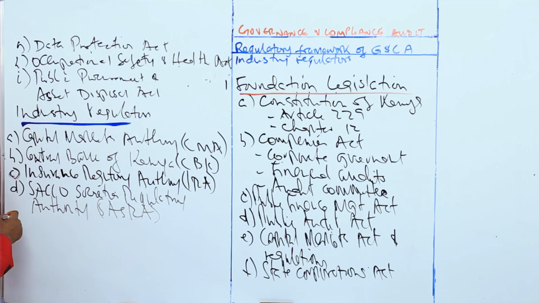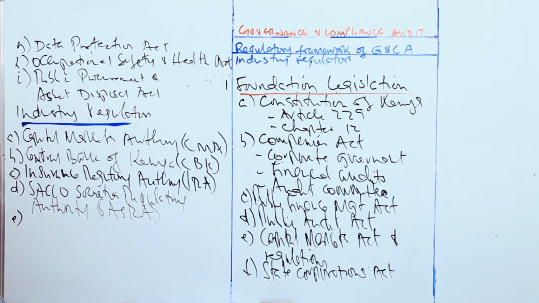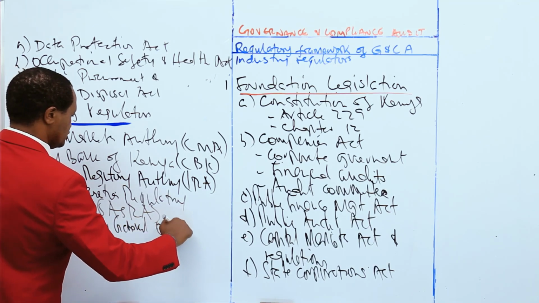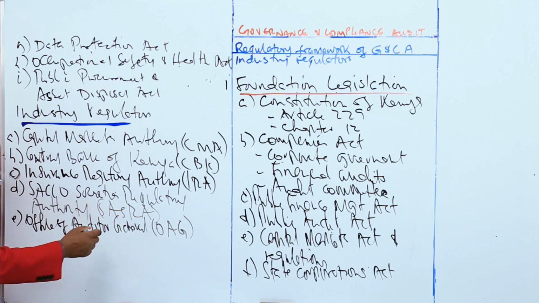Moving on, the fifth regulator is the Office of the Auditor General. The role of the Office of the Auditor General is the independent audit of all public entities in Kenya. This office is guided by the Constitution and the Public Audit Act.